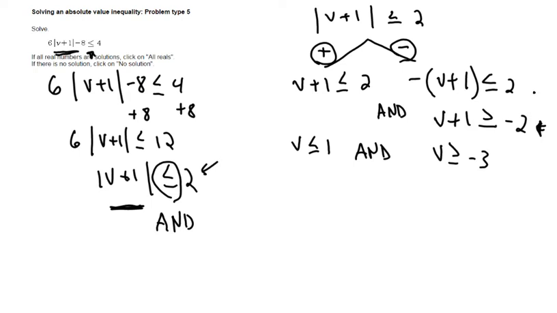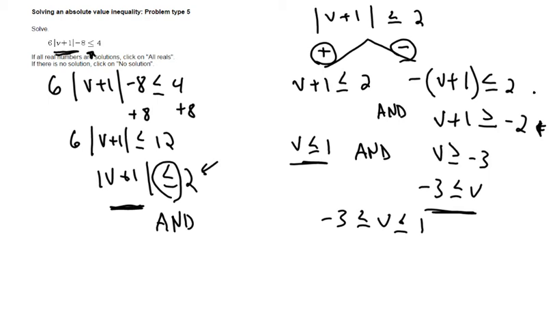Now, because it's an and, oftentimes this is represented with a slightly shorter compound inequality, which we can see if we change the direction of this. Negative 3 is less than or equal to v, and if we combine this and this together, we would get negative 3 is less than or equal to v, which is itself less than or equal to 1. And that would be the solution represented as an inequality.